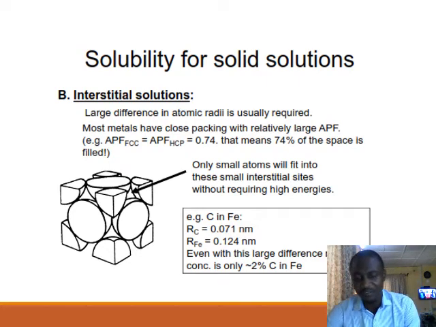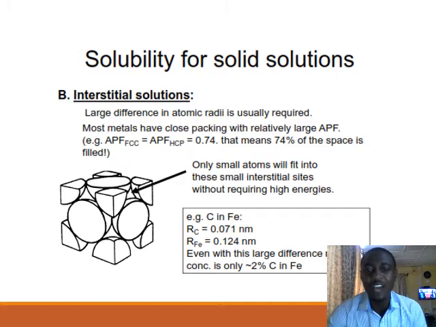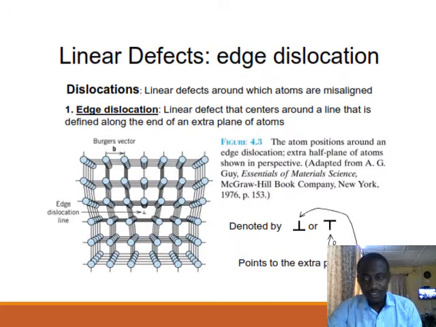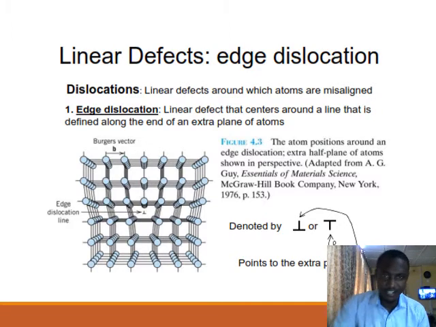So if you take example, for instance, carbon in iron, you see that the atomic radius for carbon is 0.071 nanometer, that of iron is 0.1. So you can see a large difference in the atomic size. So what it means is that the carbon atom having very small atomic size compared to the iron means that it can sit in between the lattice site and form interstitial solid solution. So that is all for point defect. That is the zero dimensional defect.